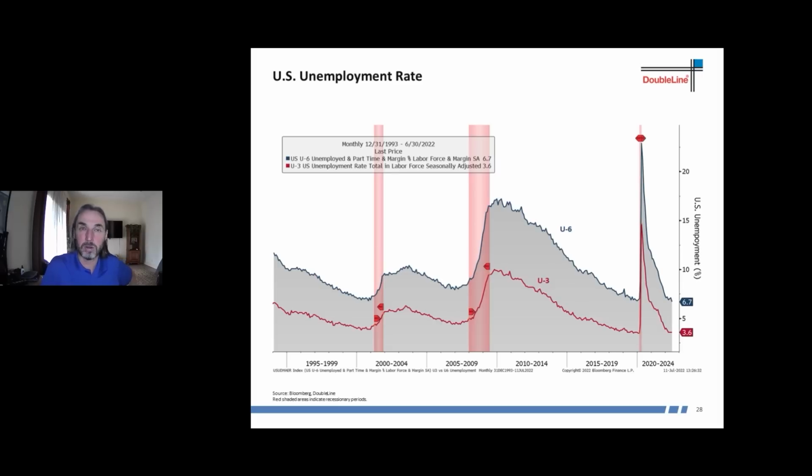Lastly, what's very important when you think about the health of the economy is employment. And one thing that you can criticize about the employment rate is that, one, it defines some people out of the workforce, which is why I include the U6.